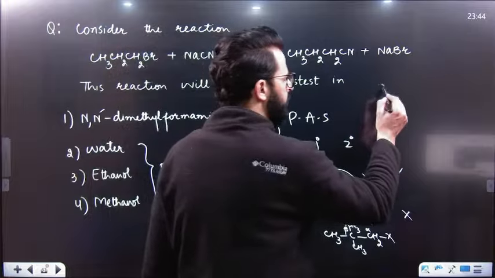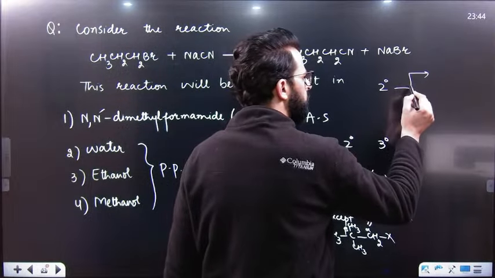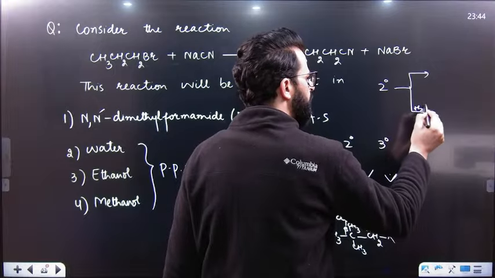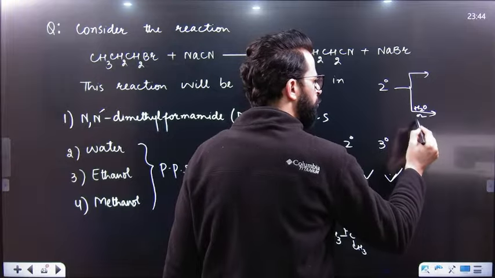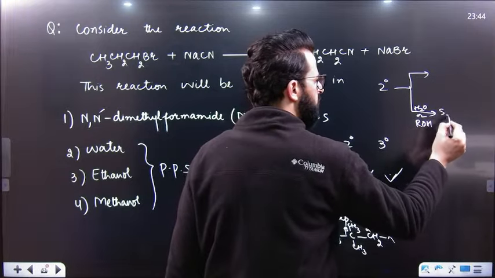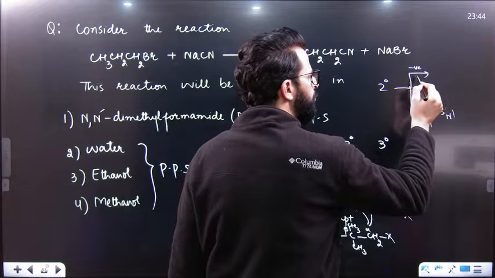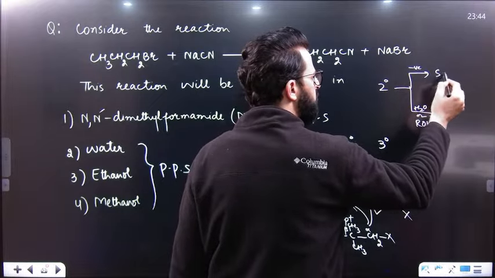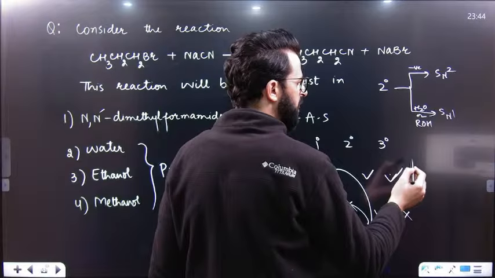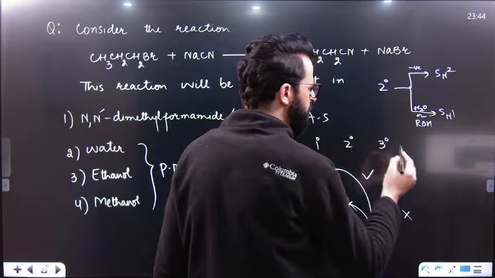Now, secondary will show SN1 if the nucleophile is weak. Neutral nucleophiles, weak nucleophiles, then SN1. Negatively charged, stronger nucleophiles, SN2.